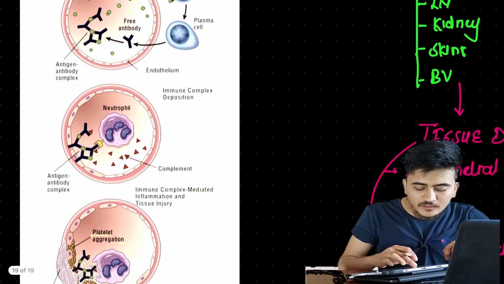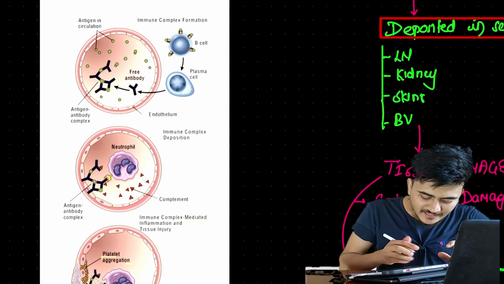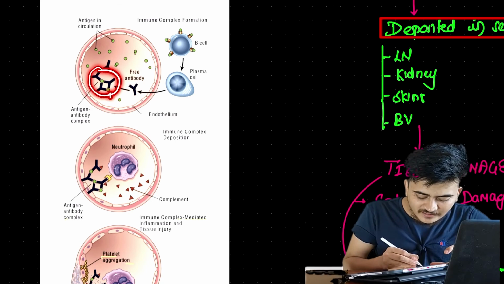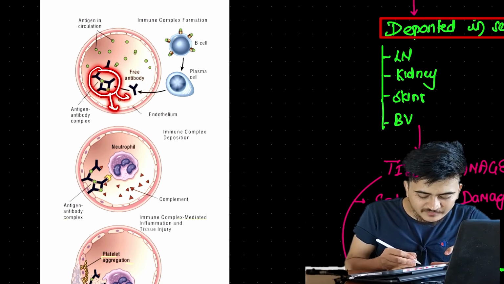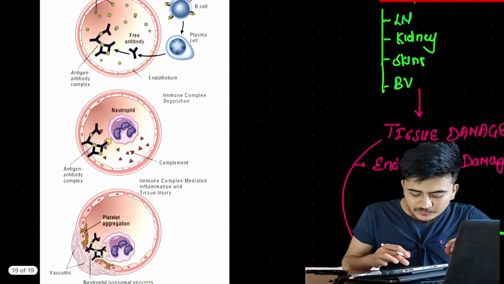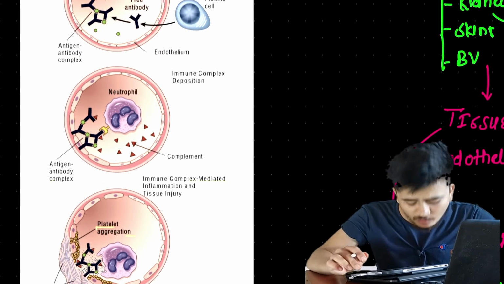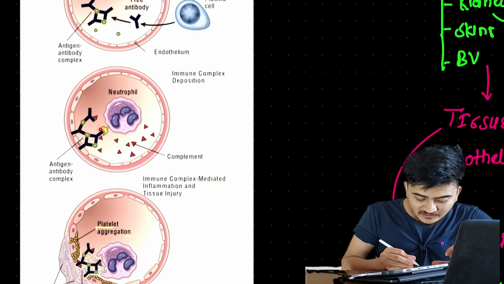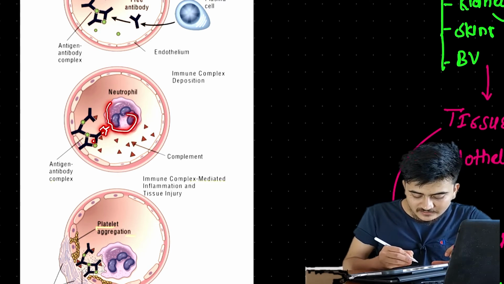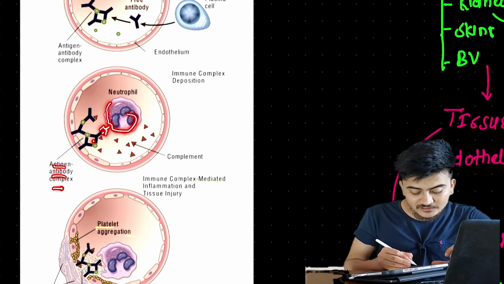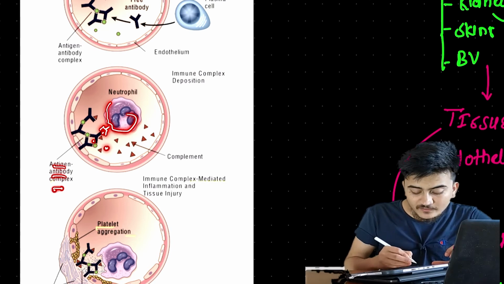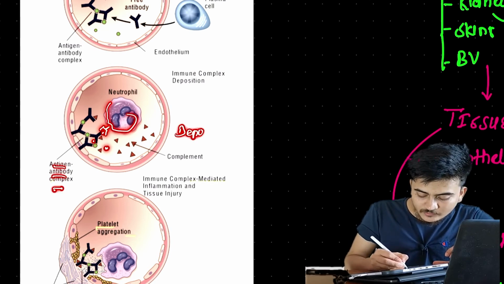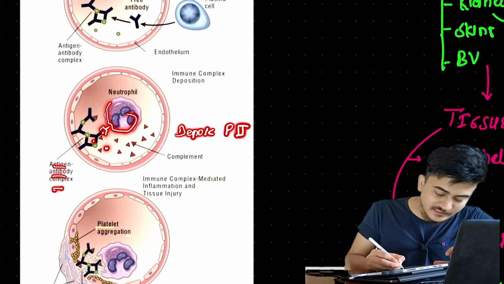Now these antigen antibody complexes will go into circulation. As they keep circulating, they will reach different organs of the body and will be deposited there. You can see here this is the neutrophil, and these antigen antibody complexes are being deposited in this organ. This is the deposition, and this is phase 2.